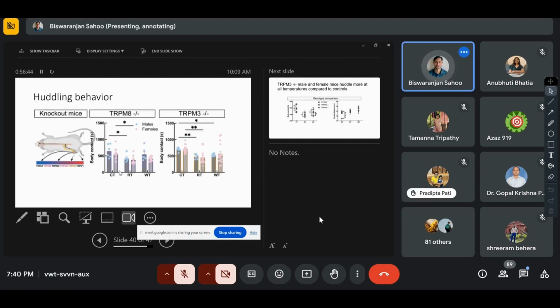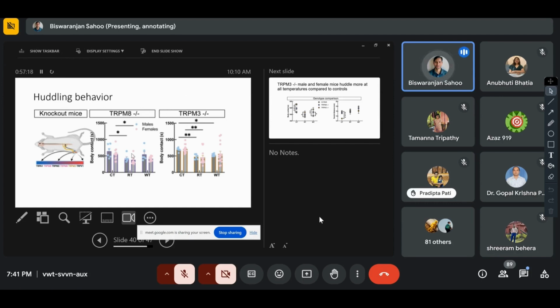Cold has a higher level. Then we checked a few receptors. There are tiny receptors on our skin, in the nerve terminals, which sense cold and warm temperature. These receptors are called TRPM8 and TRPM3. TRPM8 classically has been shown to sense cold, but a few reports say it also senses warm temperature. And TRPM3 is another warm sensor.